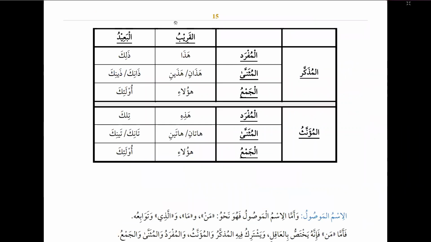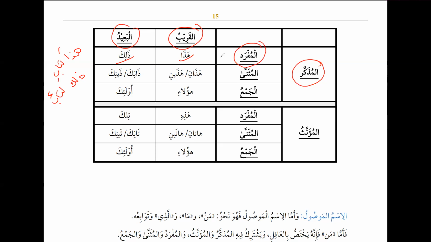طيب. إذن يا إخوان, for مذكر, masculine demonstrative nouns. For qarib, something that is one, singular: هذا. For بعيد: ذلك. طيب. For masculine nouns. يعني هذا كتاب. This is a book. ذلك كتاب. That is a book. You see?